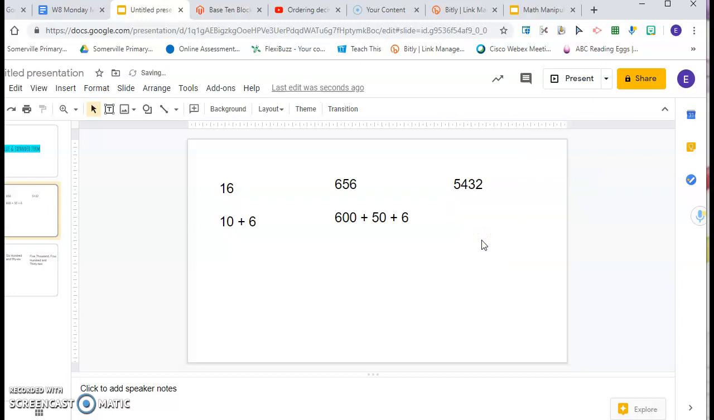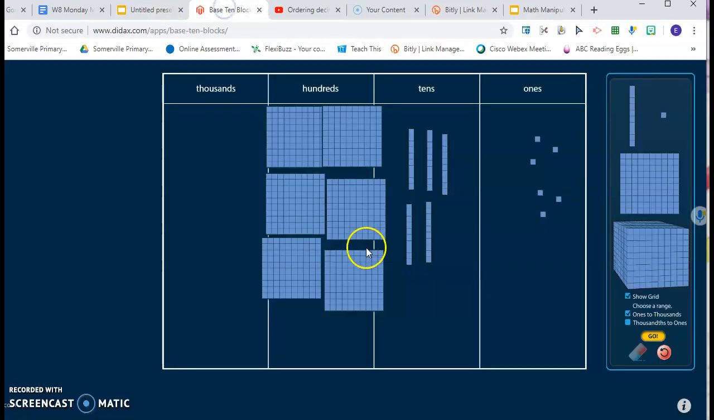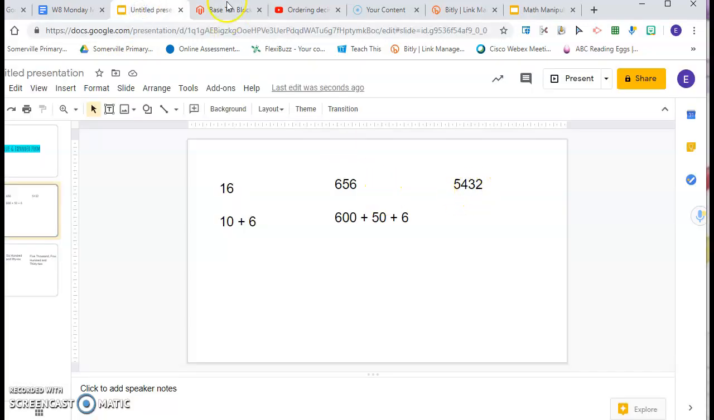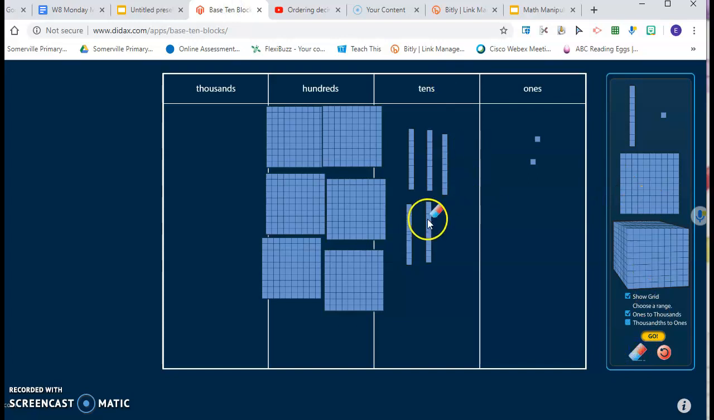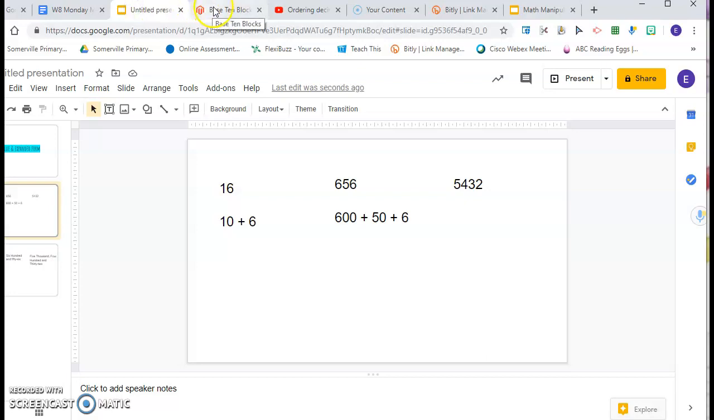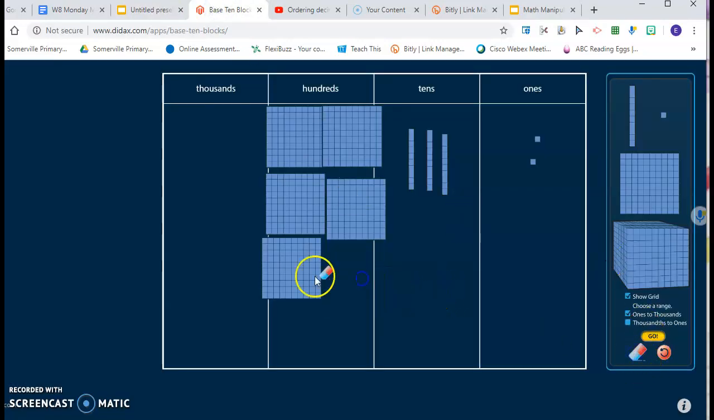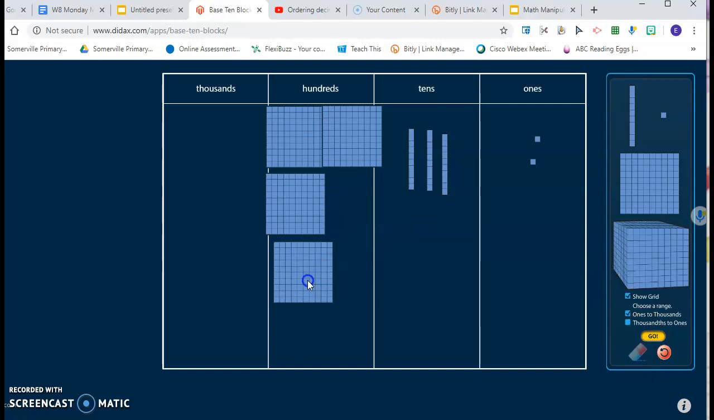We're now going to have a go at writing 5,432, and we can do it on our place value chart first. We're going to look at the ones. We need only 2 ones, so I'm just going to get rid of the ones I don't need. I need 3 tens. You can see I've got 3 tens there now. I need 4 hundreds. Excellent. You can see we've got our 4 hundreds.